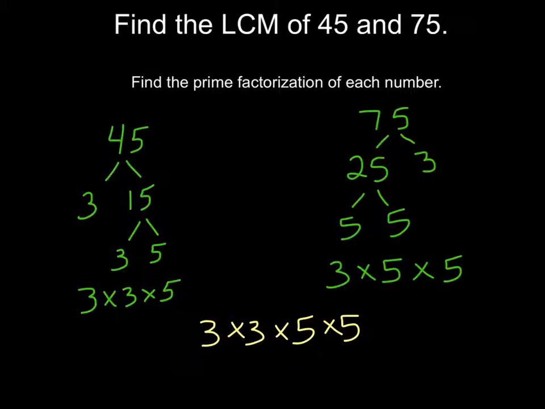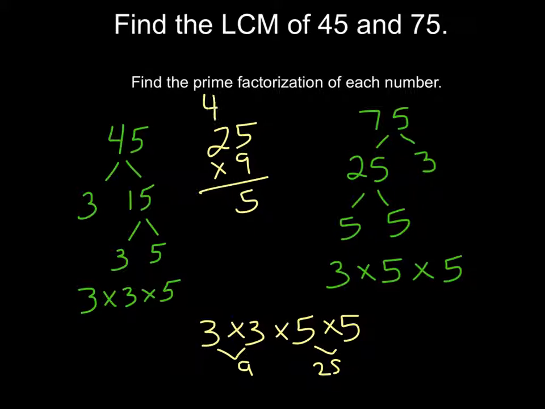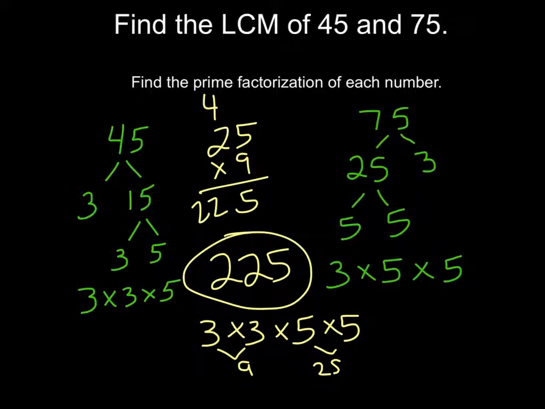Now I just multiply these. So 3 times 3 is 9, and 5 times 5 is 25. So now I could just do 25 times 9, and I get, okay, 9 times 5 is 45, and 9 times 2 is 18, plus 4 is 22, so 225. Same answer I had on the last slide, it's just a different way to do it.